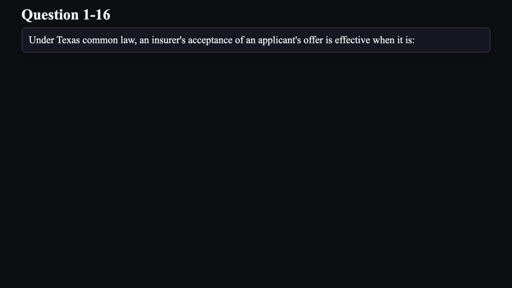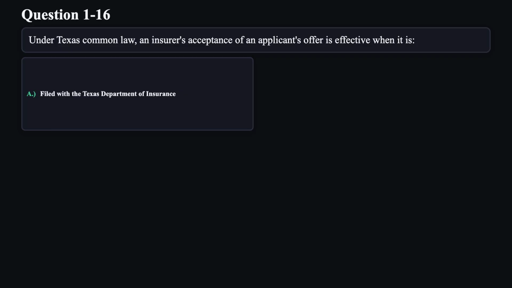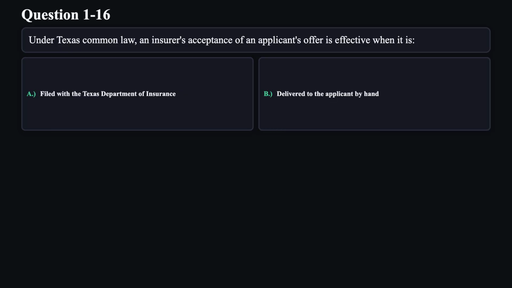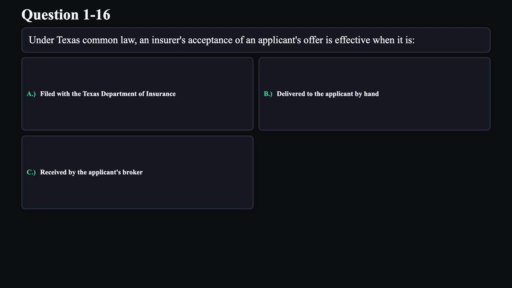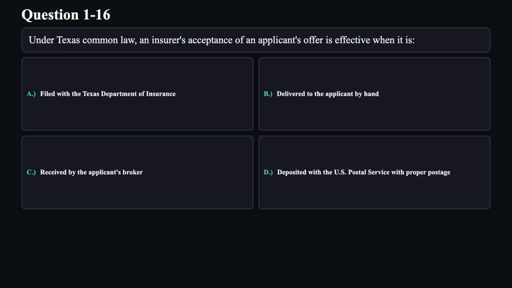Question 16. Under Texas common law, an insurer's acceptance of an applicant's offer is effective when it is A. Filed with the Texas Department of Insurance. B. Delivered to the applicant by hand. C. Received by the applicant's broker. D. Deposited with the U.S. Postal Service with proper postage.